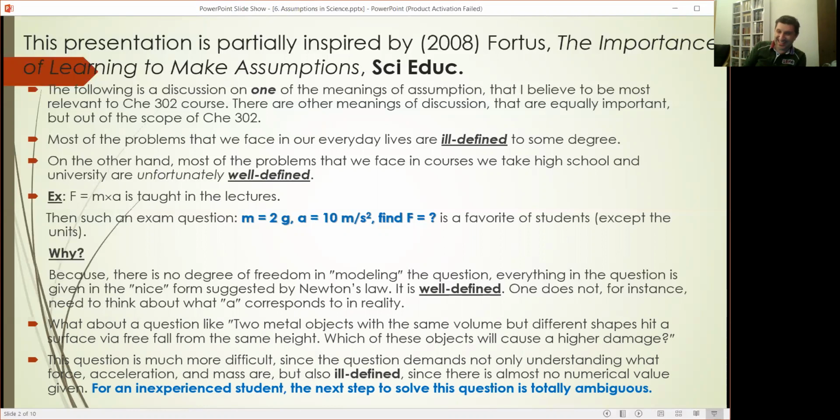Nothing about the height from which the free fall is executed, and nothing about, I don't know, the mass of the objects, nothing about the table, whatever. There is a very high degree of freedom here that has not been clearly emphasized or expressed in the question. Therefore, this is an ill-defined question.